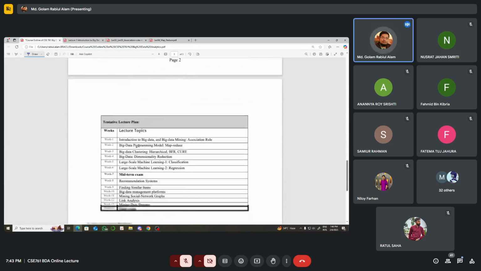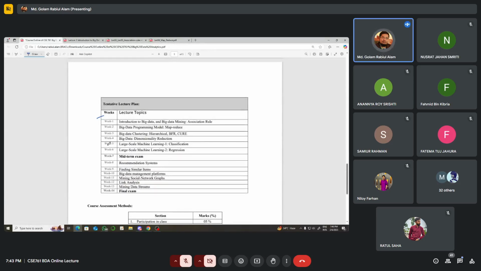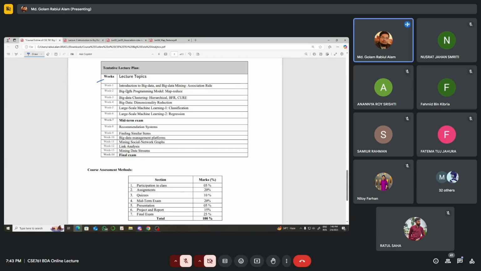The contents or lecture topics we will discuss like this. In week 1, we will discuss big data and big data mining, specifically association rule mining. Then we will discuss the big data programming model like MapReduce. Then big data clustering, where we will discuss hierarchical clustering approaches, BFR and CURE, which are specific algorithms for big data clustering. The big data dimension reduction algorithms we will discuss in week 4. And then large scale machine learning algorithms, specifically classification algorithms, we will cover in week 5.